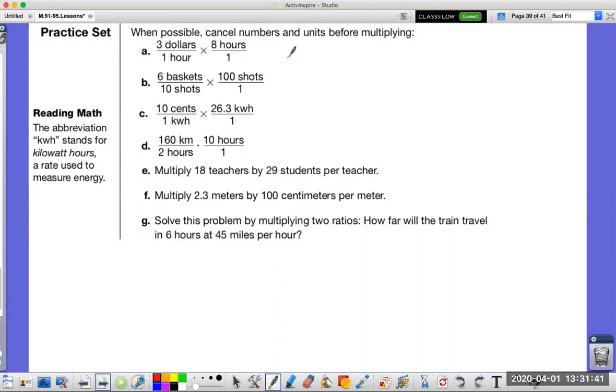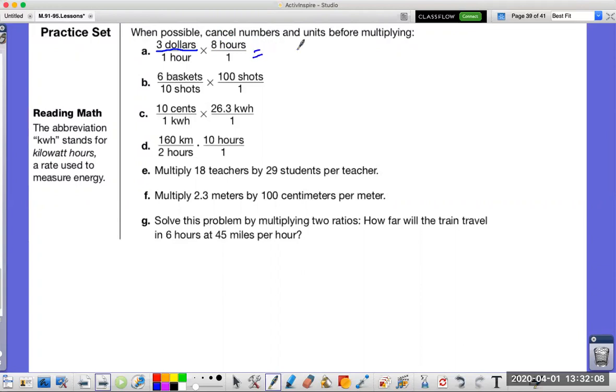Letter A, it says $3 per hour times 8 hours. That's what that means. It's $3. This means per right here. $3 per hour for 8 hours. So that's like working an 8-hour day. You make $3 an hour. So if $3 per hour, how much would you make after 8 hours of work?